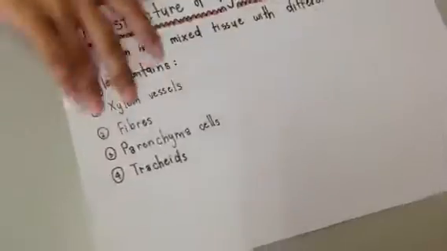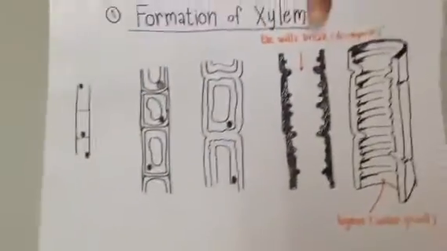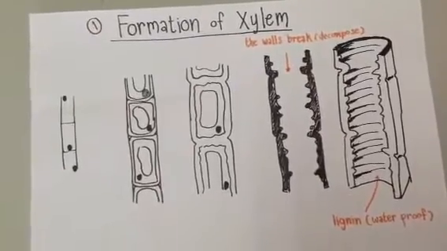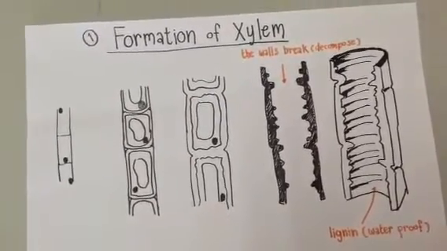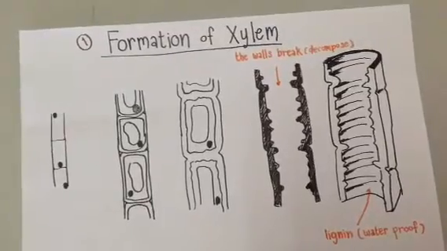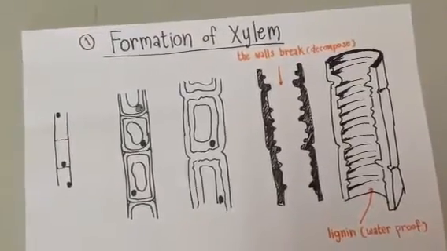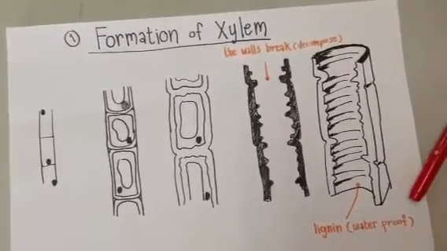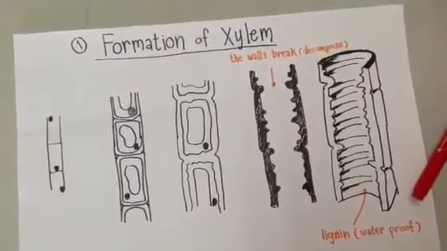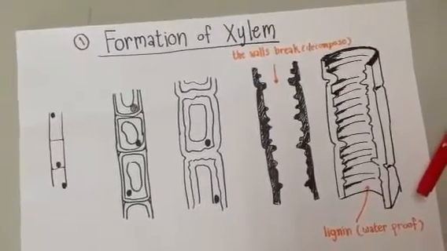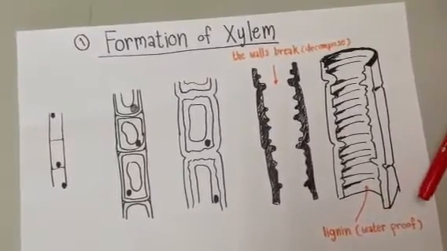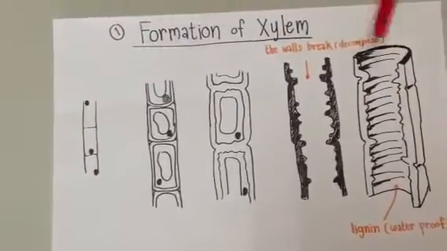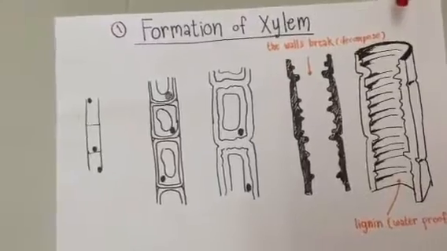First off, let's look at the formation of xylem vessel. The xylem vessels is a chain of cells, actually dead cells, because the xylem contains lignin here. The lignin acts as waterproof to xylem vessels, so the cells are dead because no water can enter the xylem vessels.